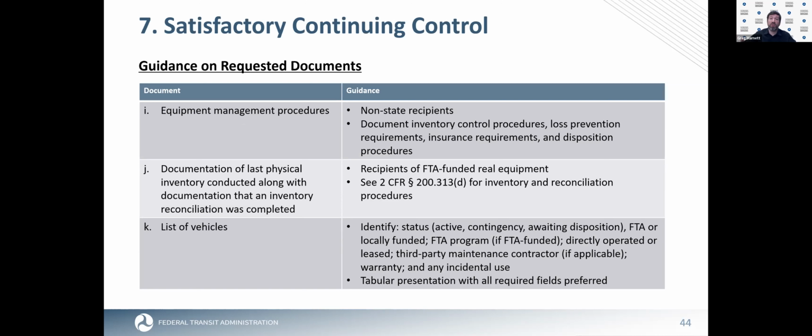Moving on to item J, the RIR asks for documentation of your last physical inventory. As you may know, you're required every 2 years, so that's a biennial basis, to conduct an inventory of all your FTA funded assets and equipment and a reconciliation. So in other words, you want to make sure that all of your vehicles are where you think they are. You want to make sure the VIN numbers line up. And if there's any discrepancy as you're conducting this inventory, then that's when the reconciliation bit comes into play.